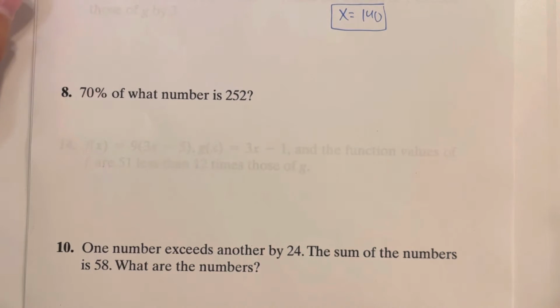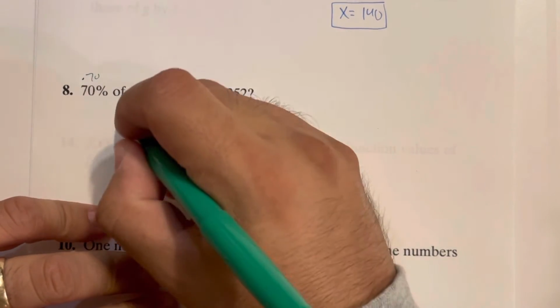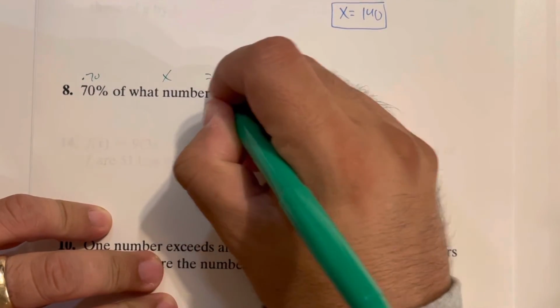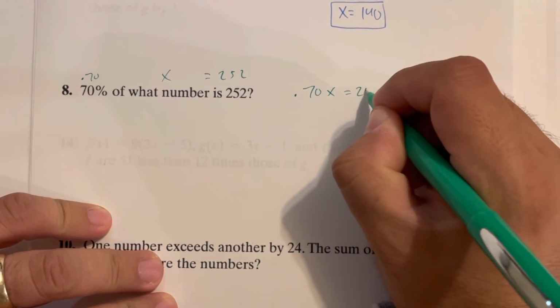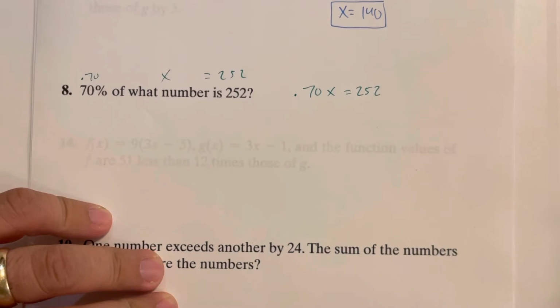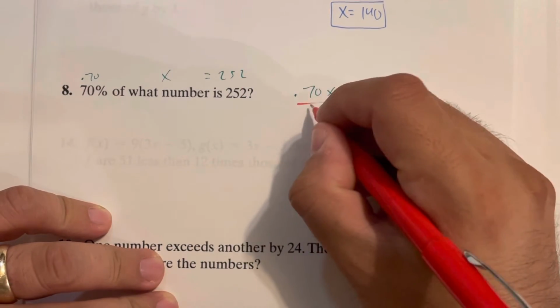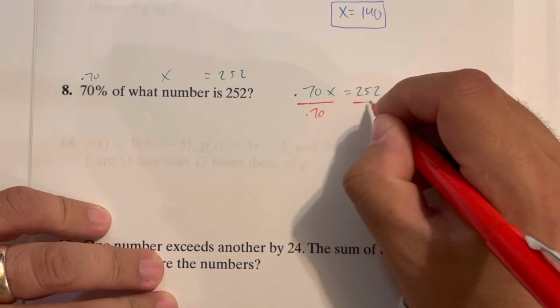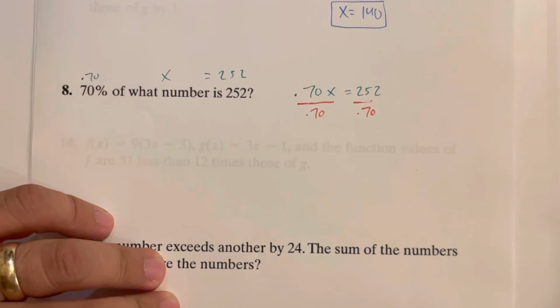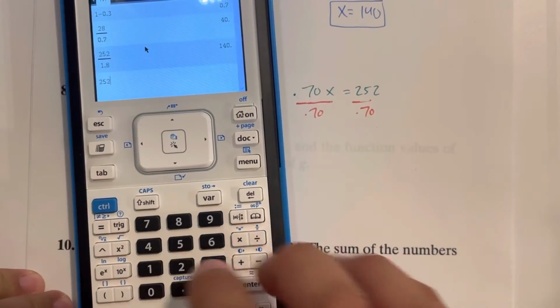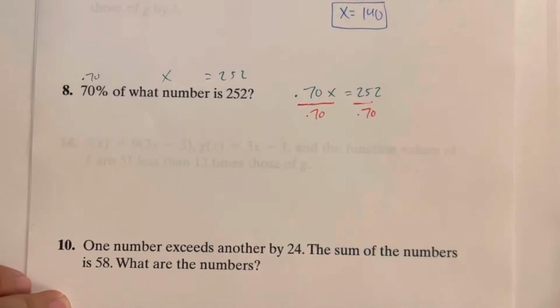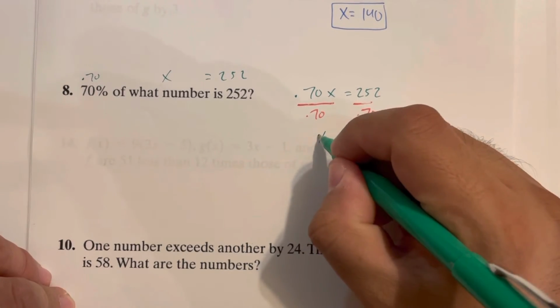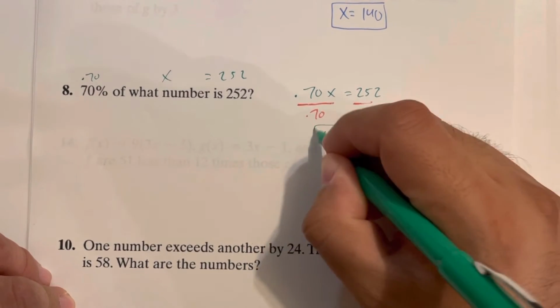Alright, for the next one, 70% of what number is 252? So 70% is going to be written as 0.70 of what number? X is 252. So 0.70x is equal to 252. We're going to go ahead and divide both sides by what's in front of x, which is going to be 0.70. And when you take 252 divided by 0.70, we get 360. So in this case here, x equals 360.